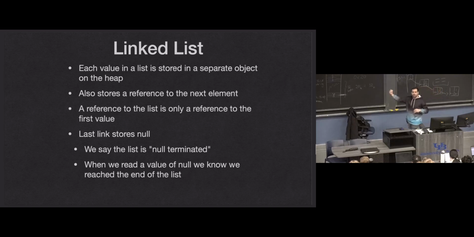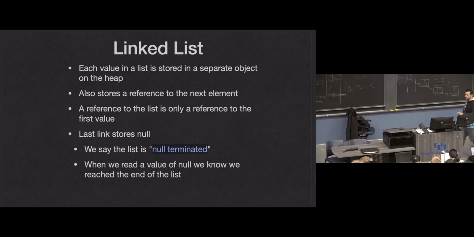That next node will store its value and a reference to the next node, and the next node will store its value and a reference to the next node, so on and so forth, until one of the nodes' references to the next node is this special keyword null. This means there is no next node. I'm the end of the list, and that's how we know when to stop looking at the list. We call this null terminated, and we'll see this when we're looking at the code. This will be a little more clear. When we reach null, we know we've reached the end of the list.